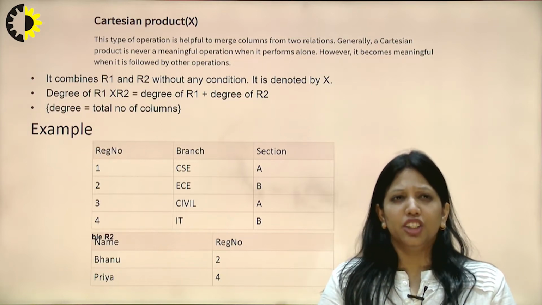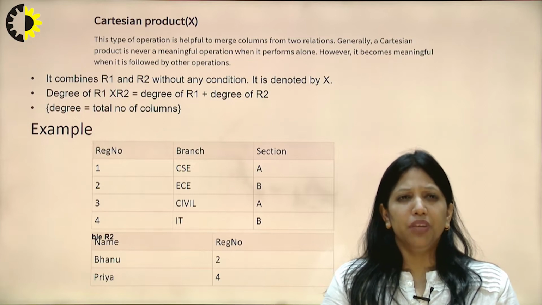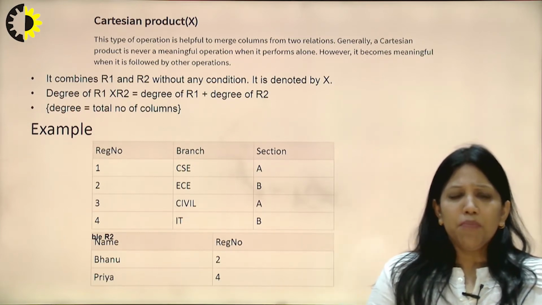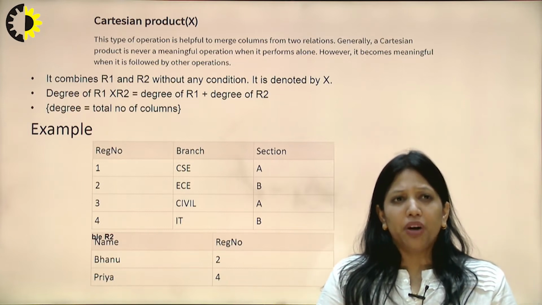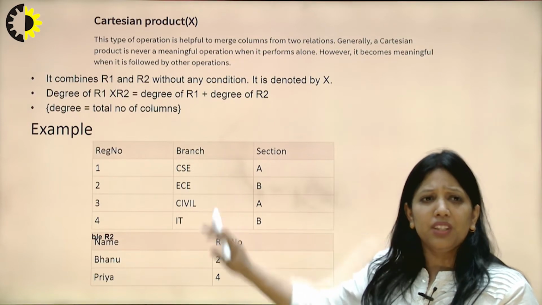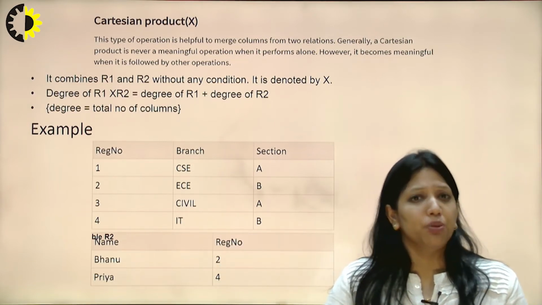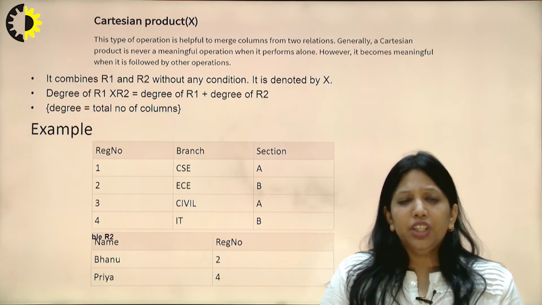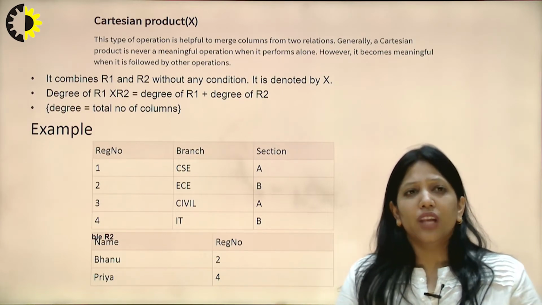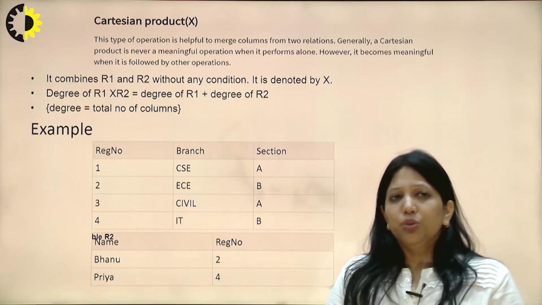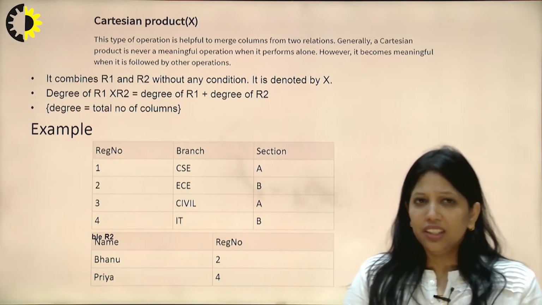Generally, a Cartesian product is never a meaningful operation when it is performed alone, because if we apply the Cartesian product on two tables given to us, it just combines the first table with the second table, but we will not get any meaningful output from that. So with Cartesian product, we need to apply certain operations also, like selection and projection. It combines two relations, R1 and R2, without any condition.